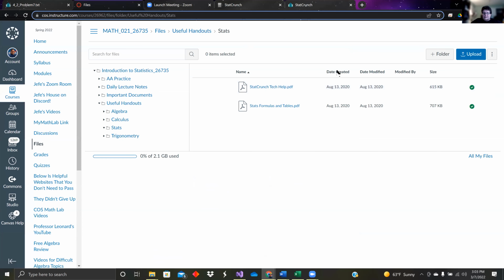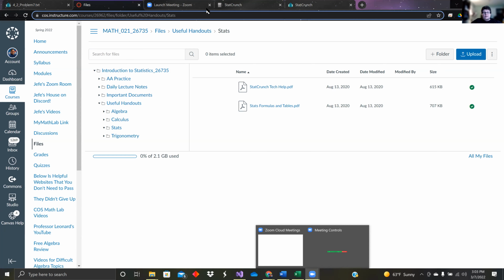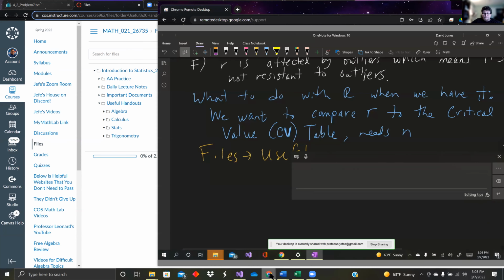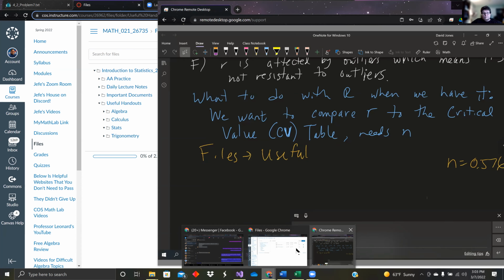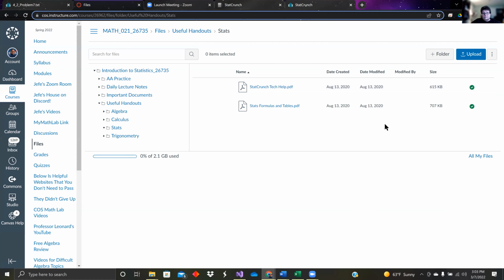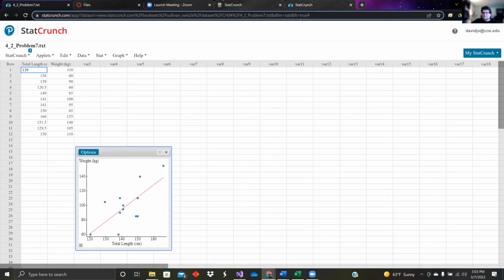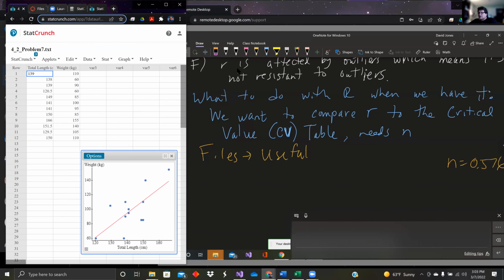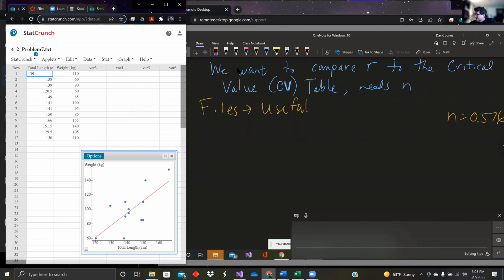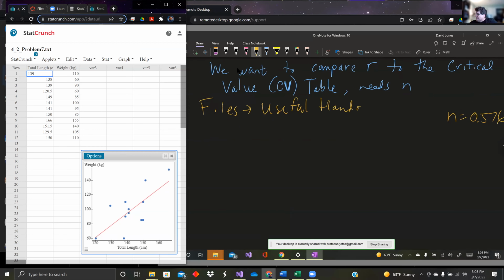So we get that critical value, and what do we do with it? There we go. So what do we do with our useful handouts? I was writing it down. Handouts, stats, and then the stats, formulas, and tables document.